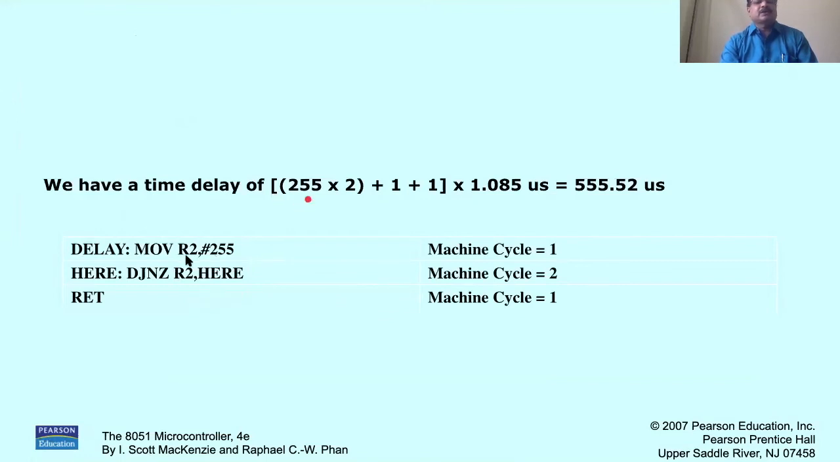255 is the count loaded in the R2 register. So the DJNZ instruction will be executed 255 times and requires 2 machine cycles. That's why it is 2 into 255 plus 1 plus 1, the machine cycles for the first and last instruction, into 1.085 microsecond, the time for 1 machine cycle. So that gives you a total of 555.52 microsecond delay. This is the simple way you can calculate the delay.